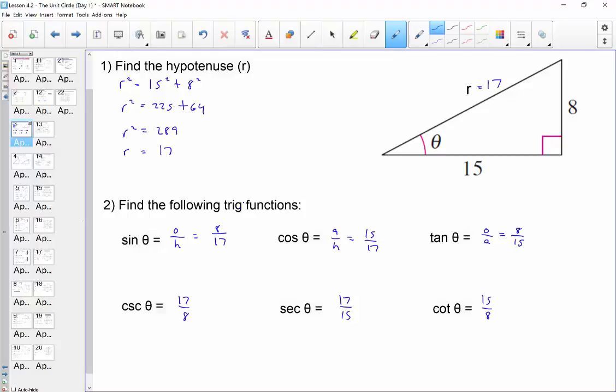But you should also recognize that the cosecant is equal to the hypotenuse over the opposite, that secant of theta is equal to hypotenuse over adjacent, and that the cotangent of theta is equal to adjacent over opposite.